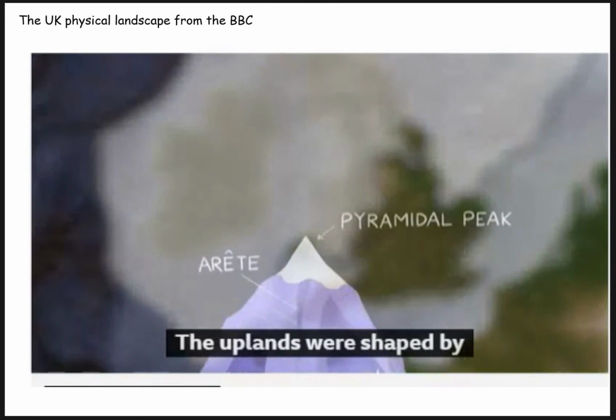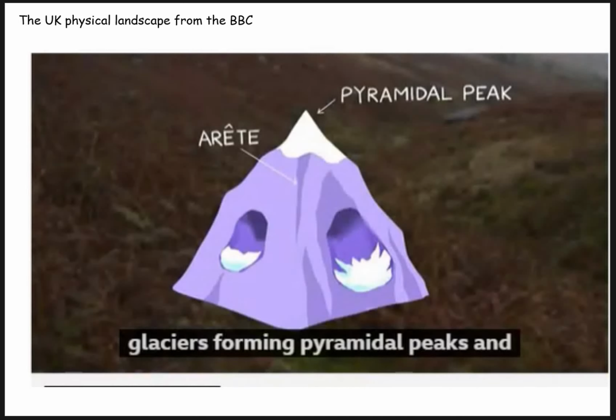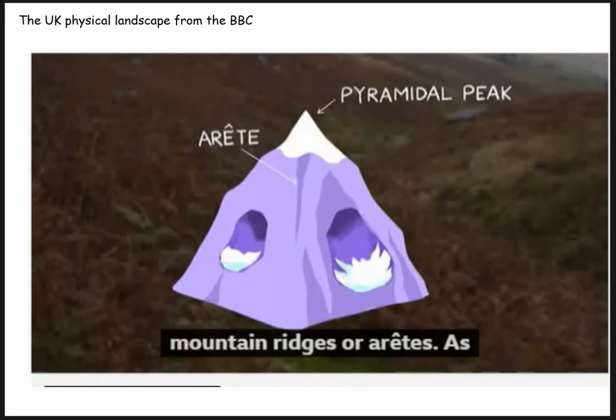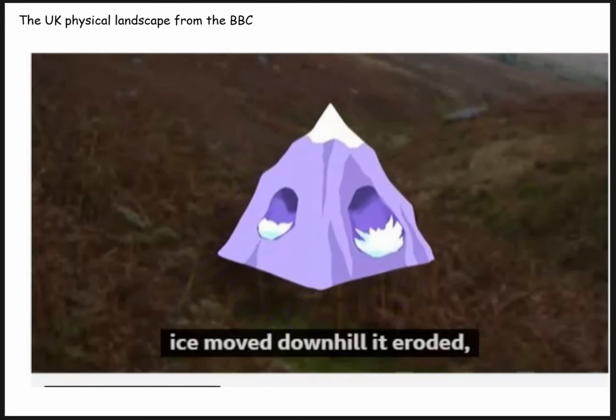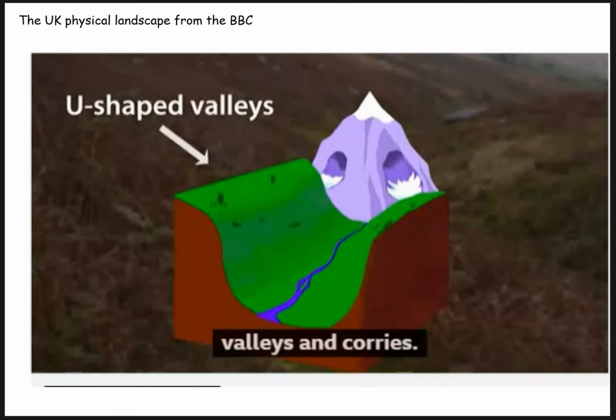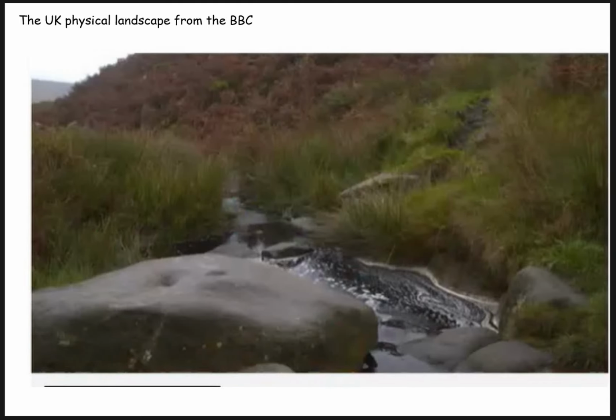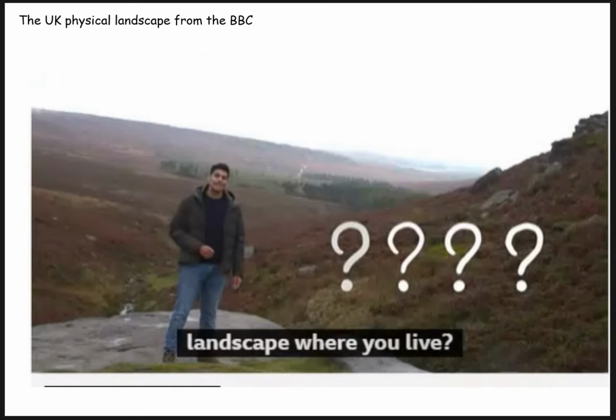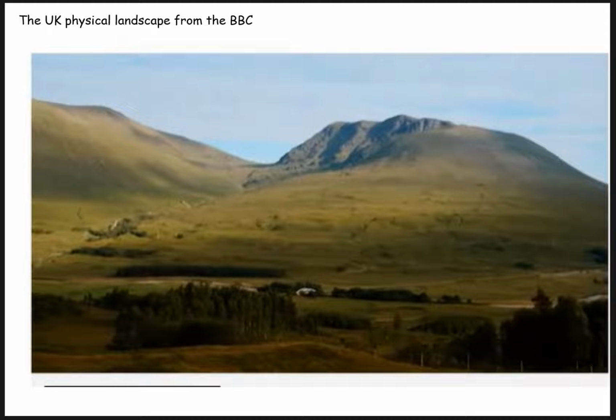The uplands were shaped by glaciers forming pyramidal peaks and mountain ridges, or arêtes. As ice moved downhill, it eroded, carving through the land to form U-shaped valleys and corries. How would you describe the physical landscape where you live?